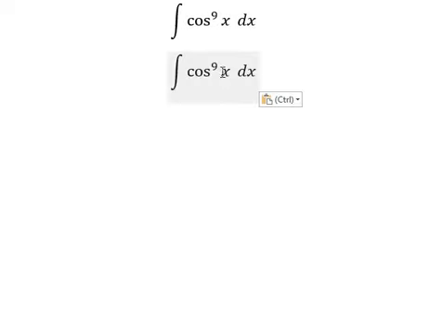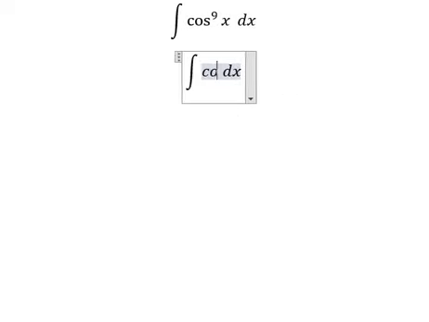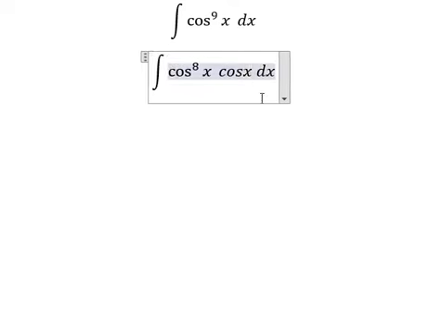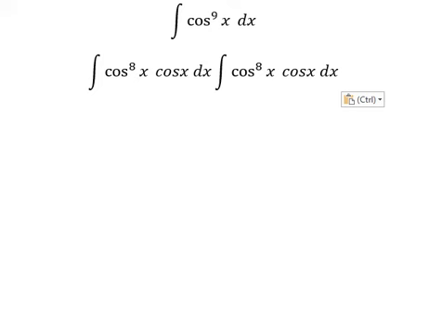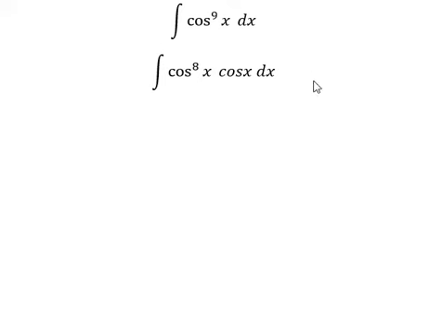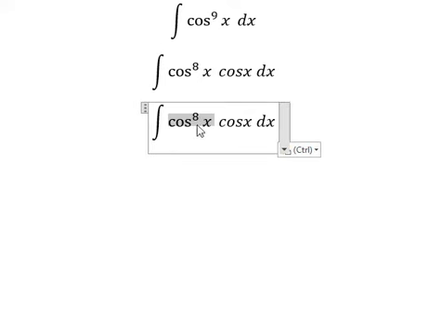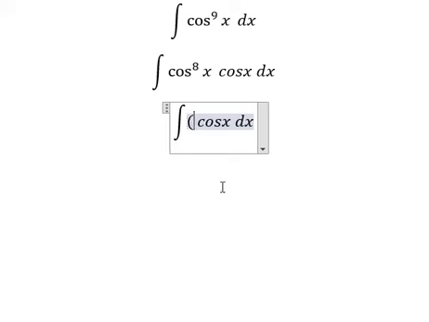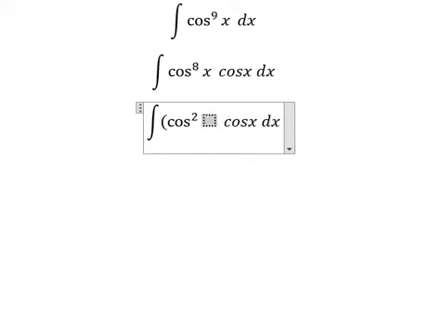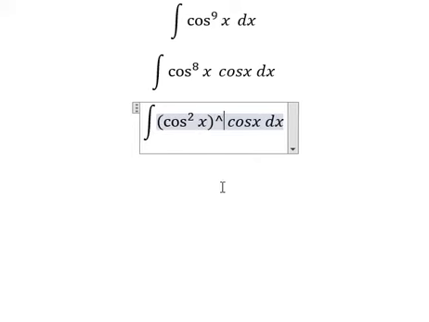About cosine x to the power of 9, we can write cosine x to the power of 8 multiplied by cosine x. Next, about cosine x to the power of 8, we can write cosine x squared, everything to the power of 4.